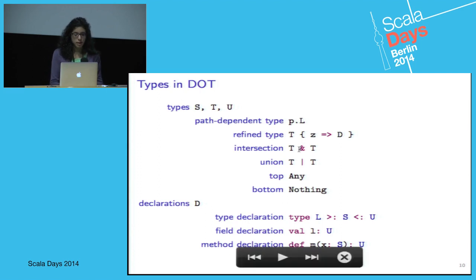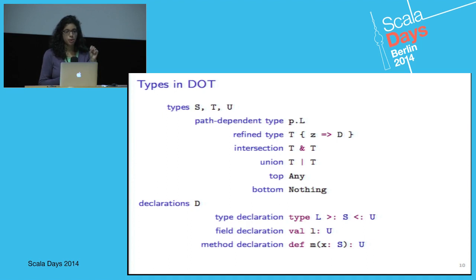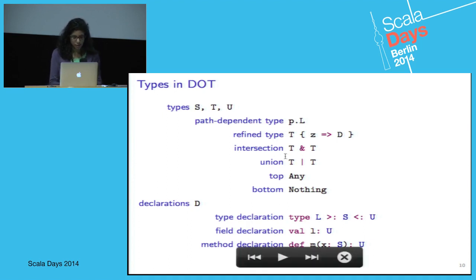And what we wanted to capture with these intersection and union was really a way to just say, well, if you have two types, I want to know what is their least upper bound, and that would be the union, and then their greatest lower bound would be the intersection.